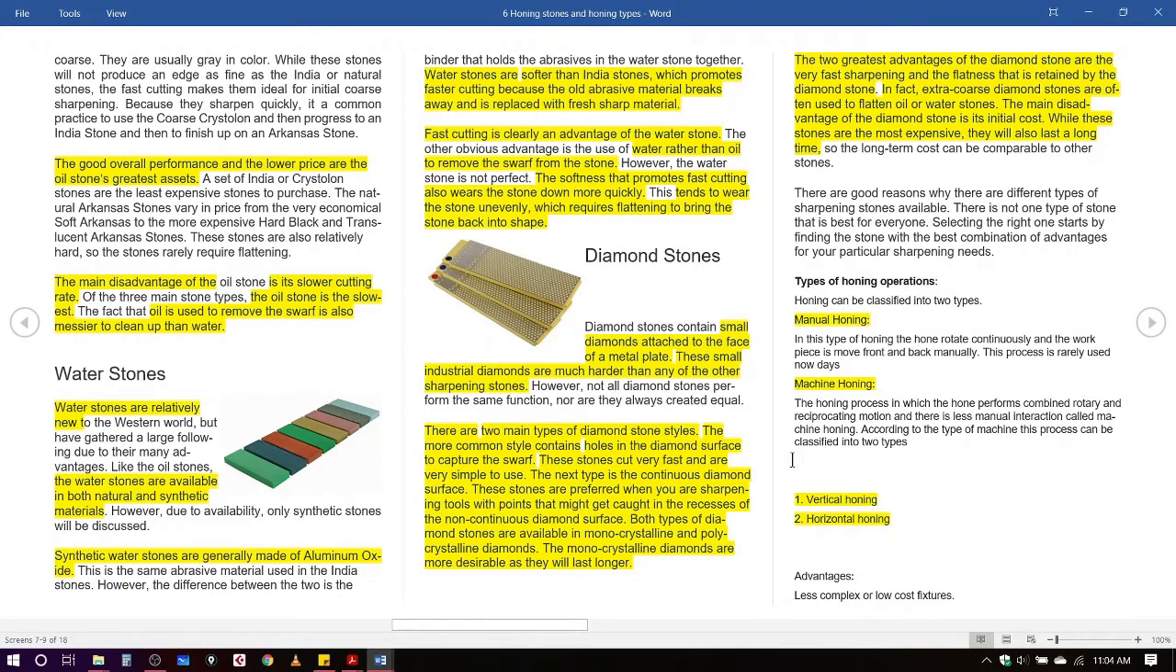The hole type diamond stones contain holes in the surface of the diamond in order to capture the excess metal or swarf. These stones are very fast in cutting operation and are very simple to use.